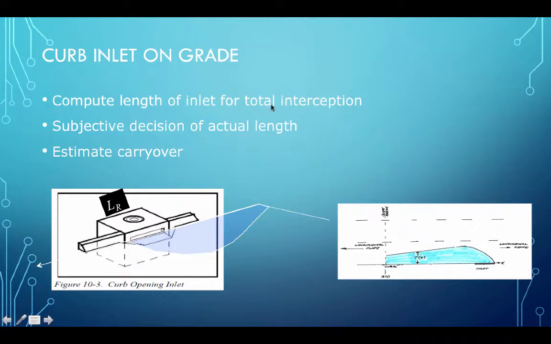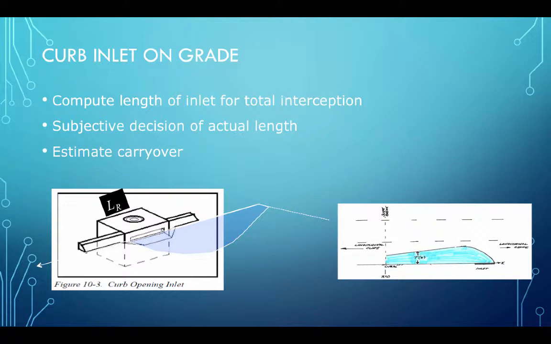Our goal, we would compute the length of inlet for total interception. Then we make a designer's decision of the actual length that's required. Sometimes the computed required length doesn't fit the physical constraints of the location, and so we would accept some carryover, estimate that carryover, and apply that to the next inlet location.